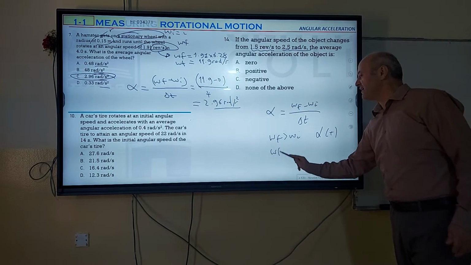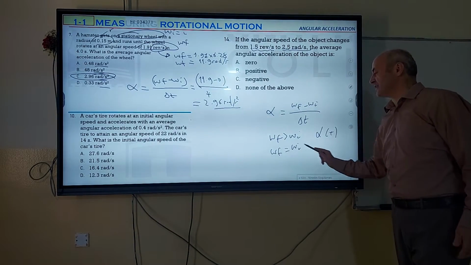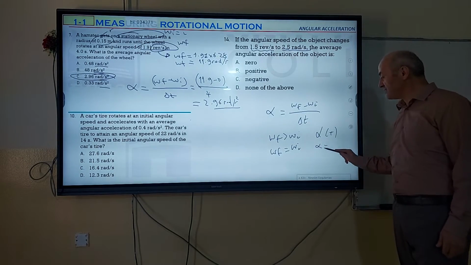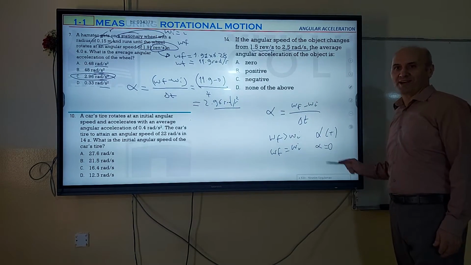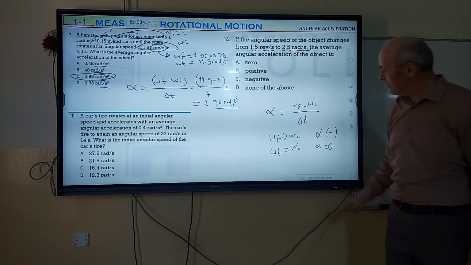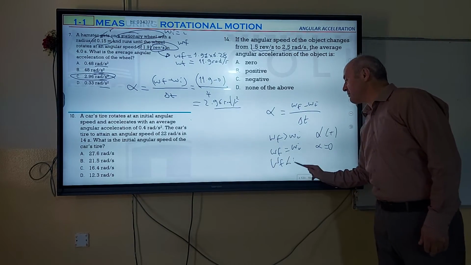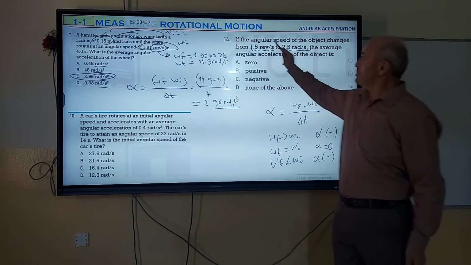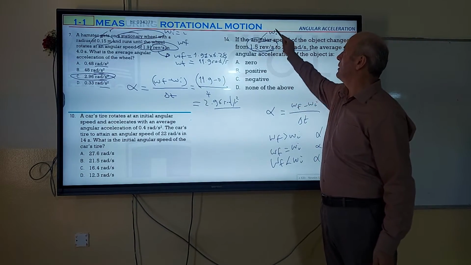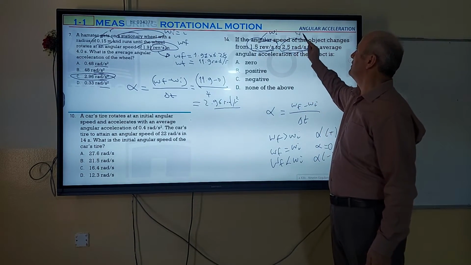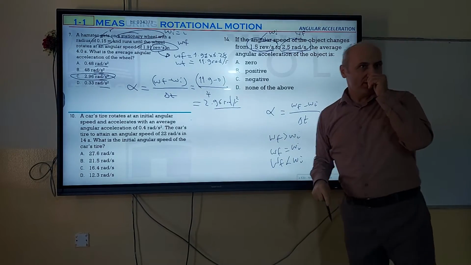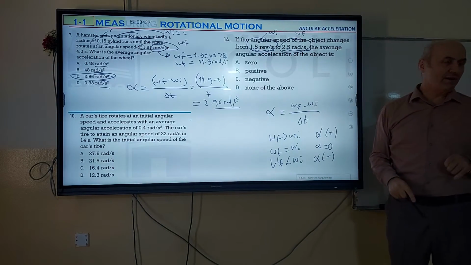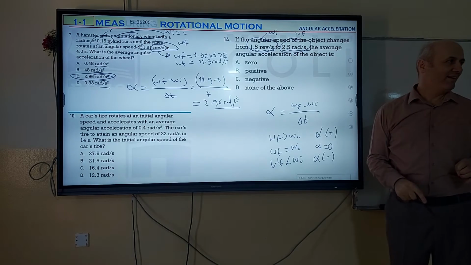If omega final is equal to omega initial, you understand? Alpha is 0, constant, 0. If omega final is less than omega initial, alpha is negative. Now, this is omega initial, from. This is omega final. Which one is greater?